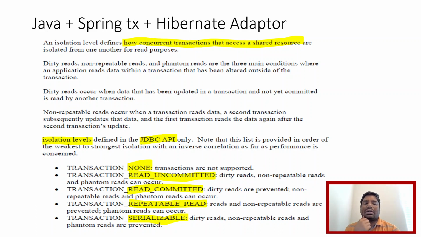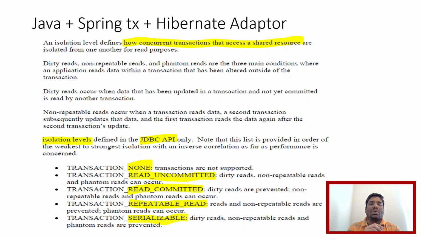Non-repeatable reads could occur when a transaction reads data, a second transaction subsequently updates the data, and the first transaction reads the data again after the successful update of the second transaction. So every scenario here we have to carefully consider and implement during application code writing. And phantom reads: phantom reads happen in a range.